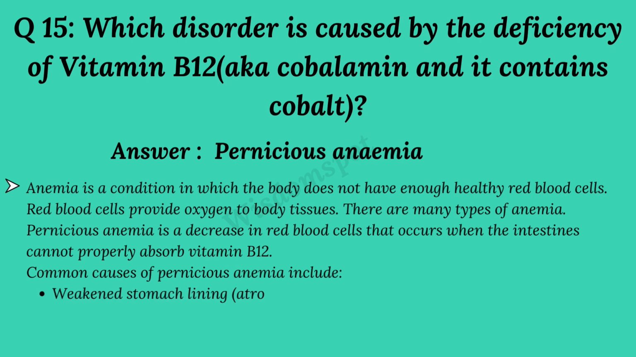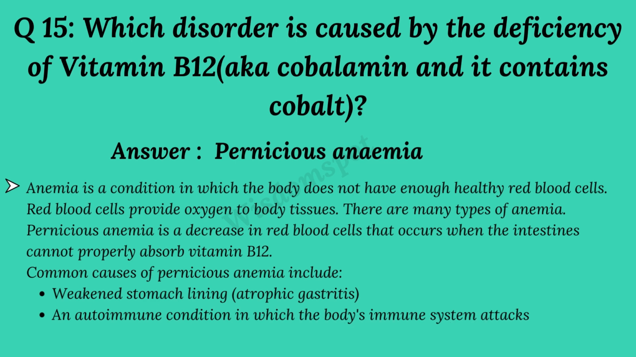Common causes of pernicious anemia include weakened stomach lining, atrophic gastritis, an autoimmune condition in which the body's immune system attacks the actual intrinsic factor protein or the cells in the lining of your stomach that make it.